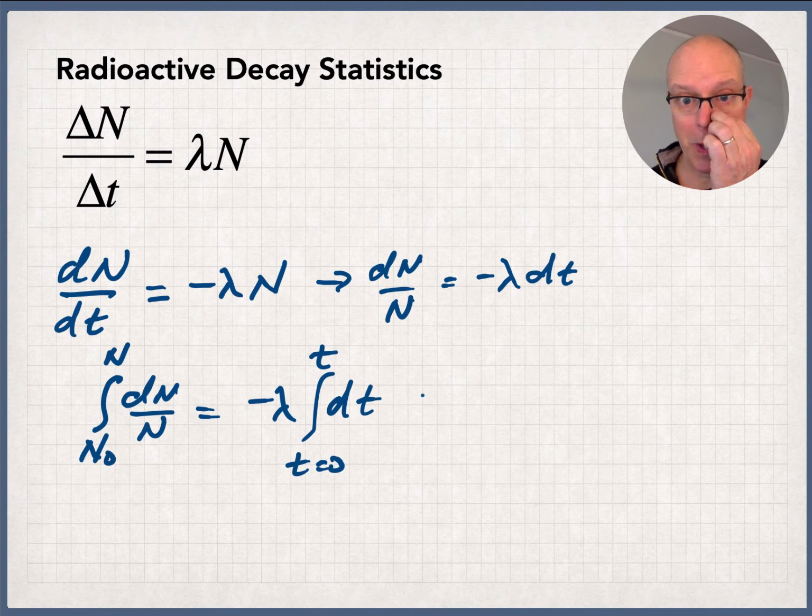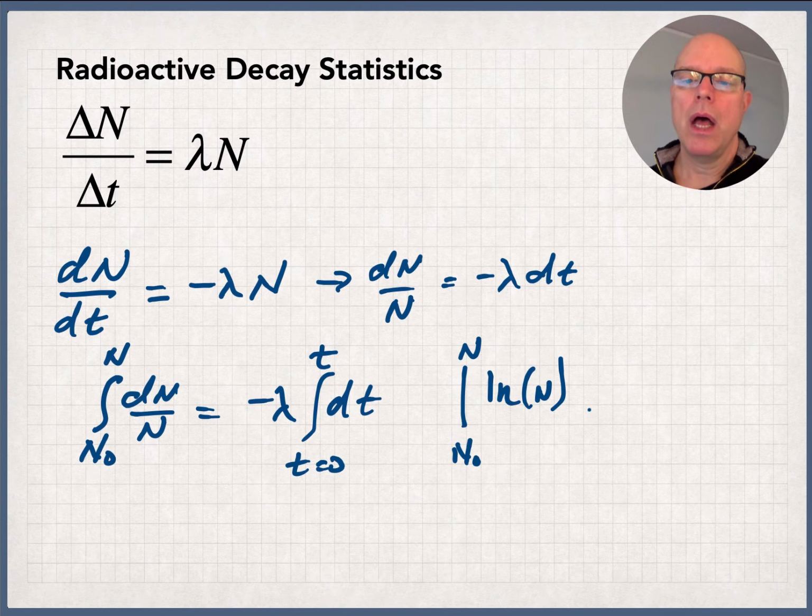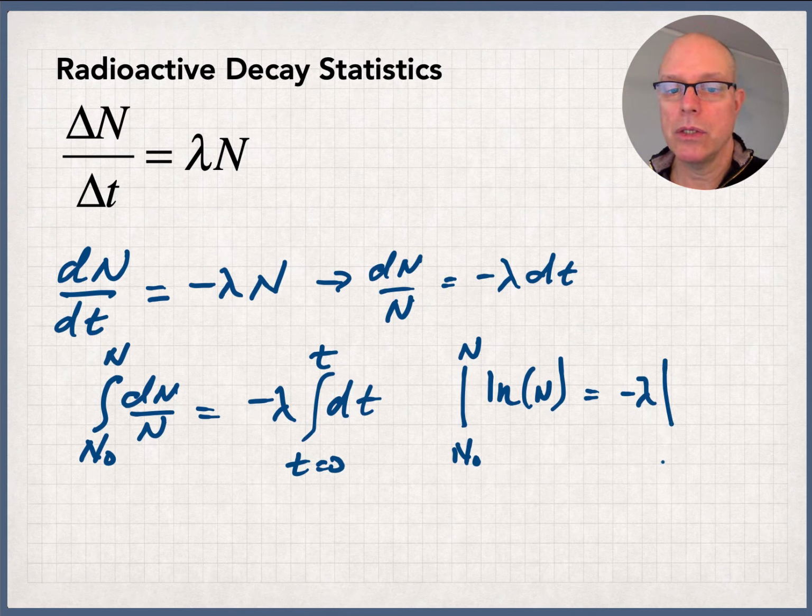So as integrals go, this is one of the easiest things you'll ever see. What I end up getting is the integral of this whole thing, I'll put my limit bars on it, from n0 to n of the natural log of n equals negative lambda, and when you integrate dt, you just get t, so I'll put 0 to t of the letter t.